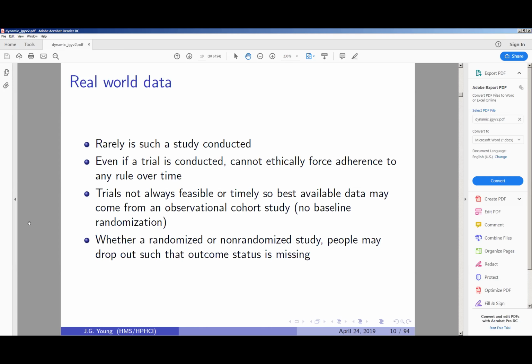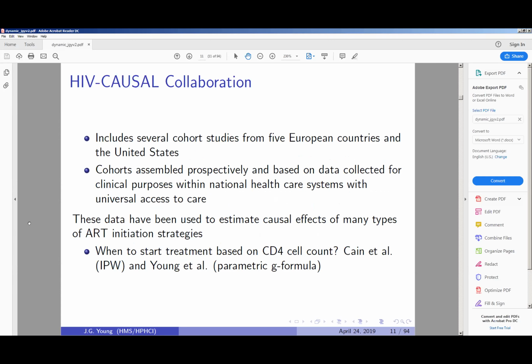And of course, further, whether or not the data comes from a randomized or a non-randomized observational study, people may drop out of the study or be censored for other reasons, such that outcome status under any treatment strategy is not available for that subject.